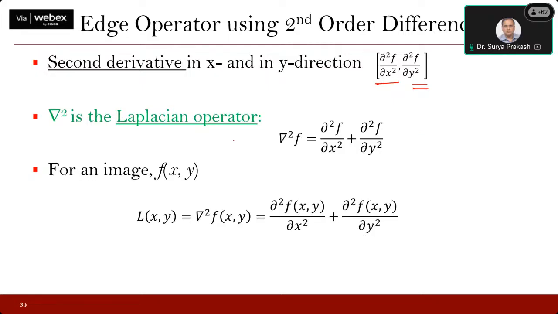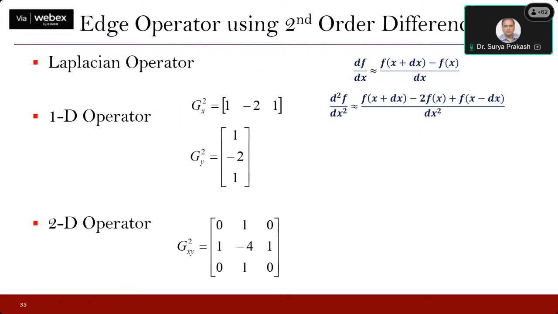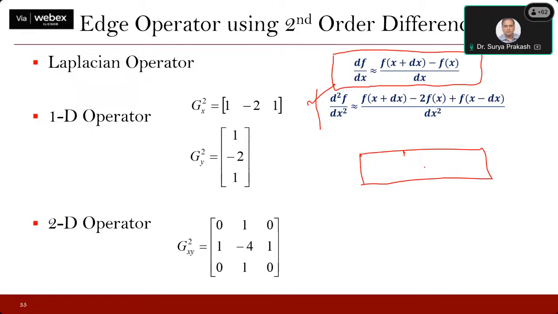So in terms of the matrix, if you compute, this is the first order difference. I hope everyone understands this. You have df by dx is f(x+dx) minus f(x), divided by dx. Now, when you're computing the second order difference, it is computed like this: f(x+dx) minus 2 times f(x) plus f(x-dx). You can just simply take the 3 pixels like this.